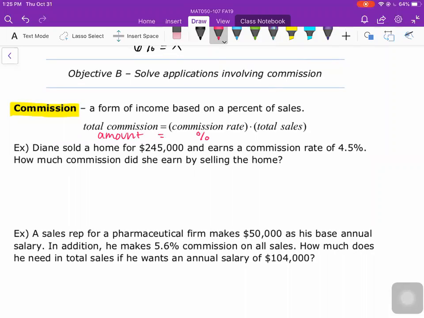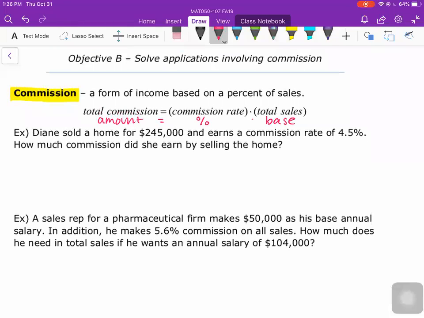Your commission rate is a percent. And your total sales is your base. It is exactly the same as that percent equation we saw last time. Diane sold a home for $245,000 and earns a commission rate of 4.5%. How much commission did she earn by selling the home?